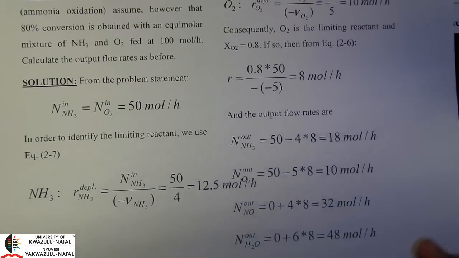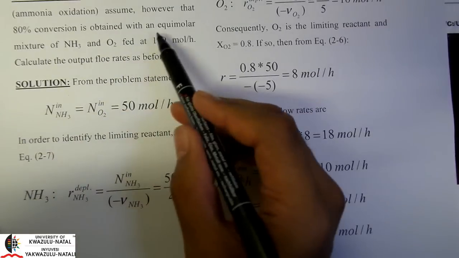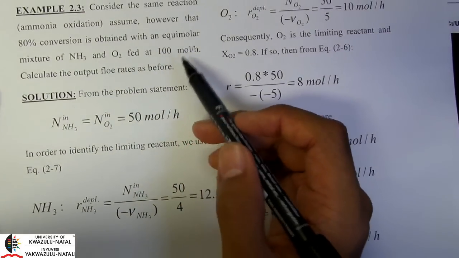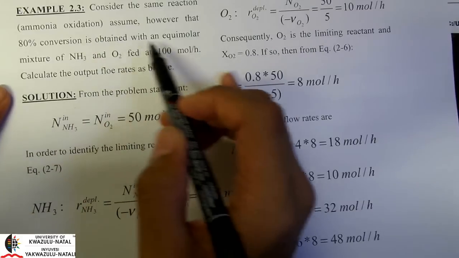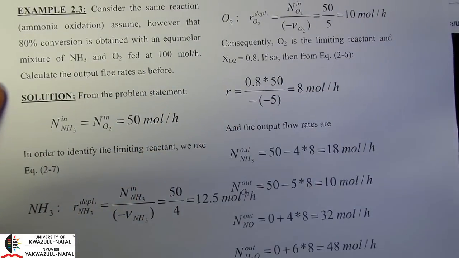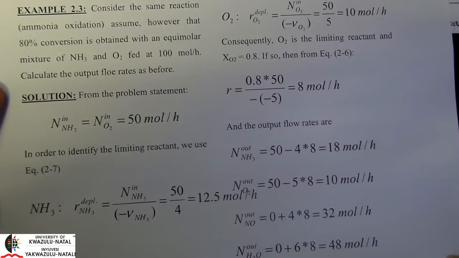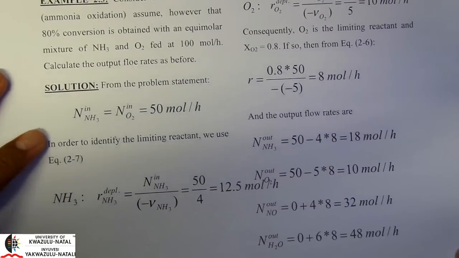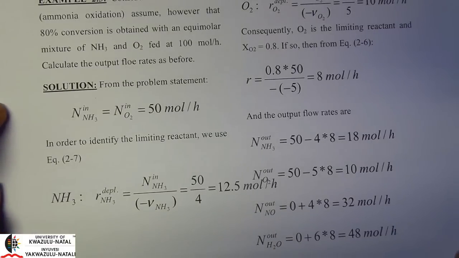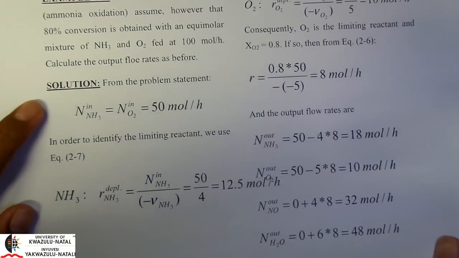Now, we can consider the same reaction, but let's assume, however, that we have only 80% conversion, and they've provided us with an equimolar mixture of 100 moles per hour, and they want us to calculate the output flow rates as before. So now instead of giving us a mixture containing 40% of ammonia, we have a 50-50 reactant mixture.